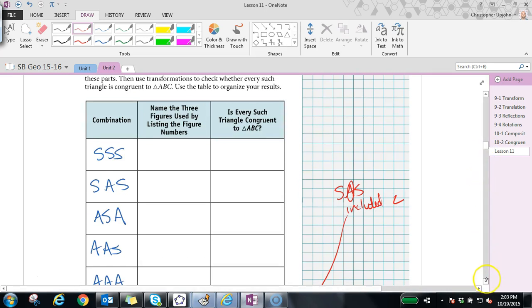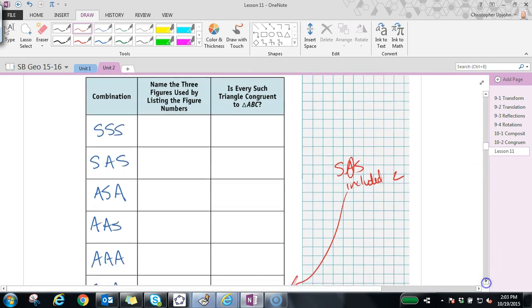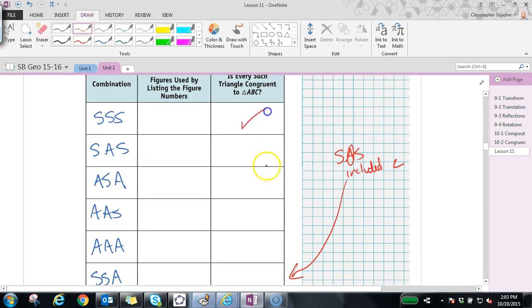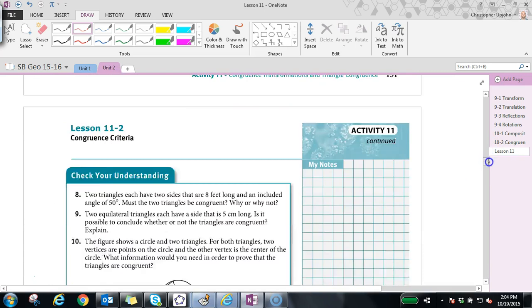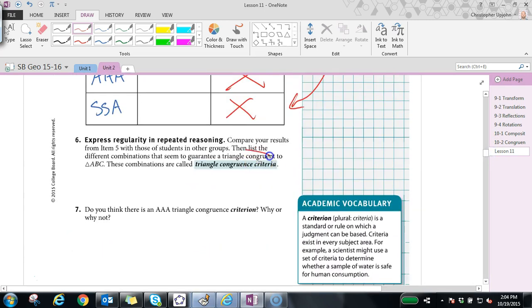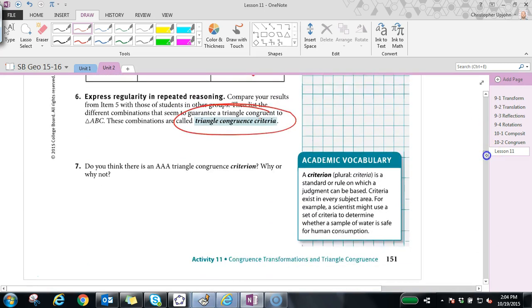Is every such triangle congruent to triangle ABC? So, proven triangle congruent: side, side, side, yes. Side, angle, side, yes. Angle, side, angle, yes. Angle, angle, side, yes. Angle, angle, angle, no. Side, side, angle, or angle, side, side, which I won't write down, no. So these are our 4 ways right now to prove triangles congruent. And those are our triangle congruence criteria, the ways to prove triangles congruent.